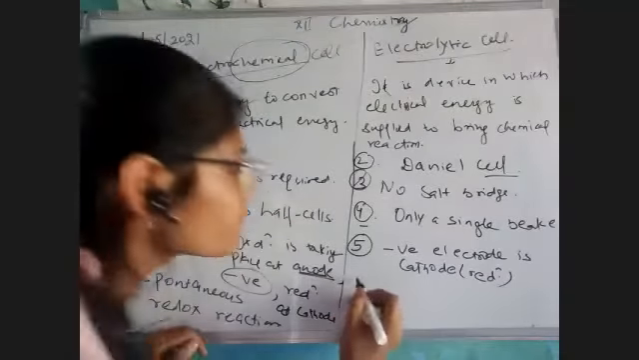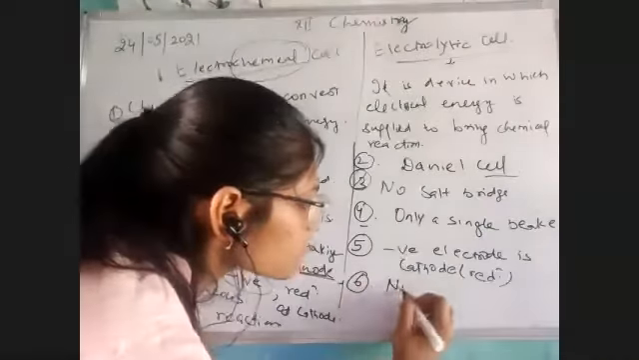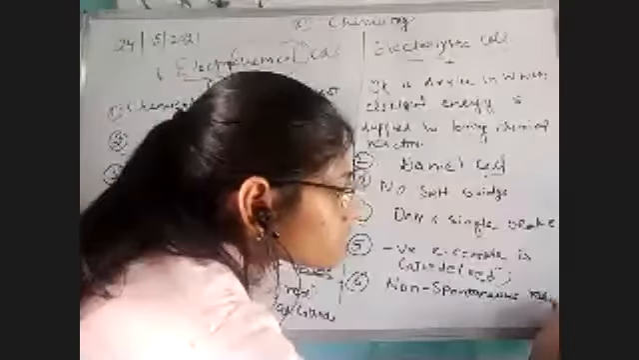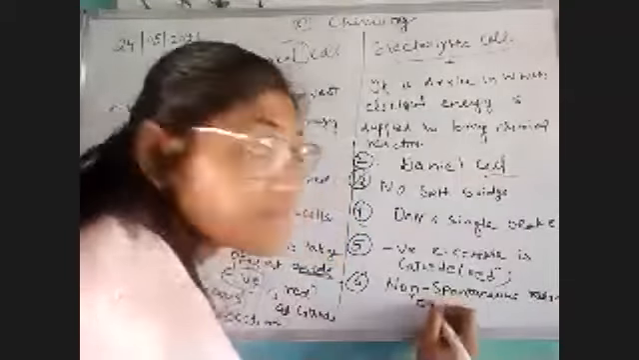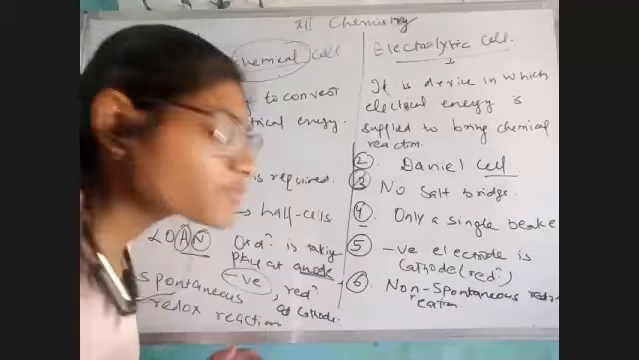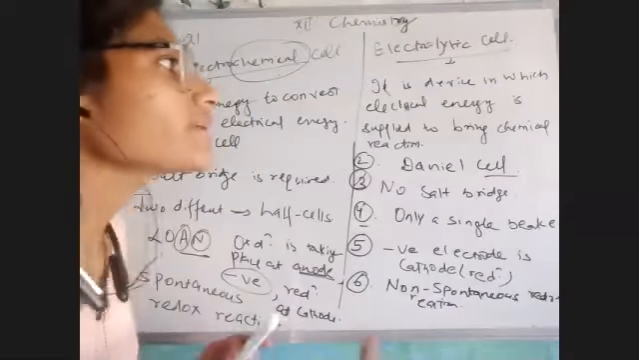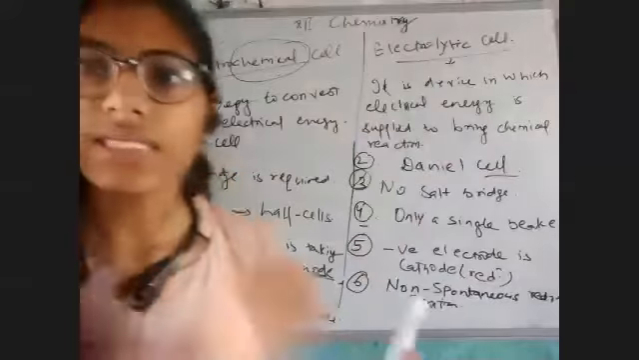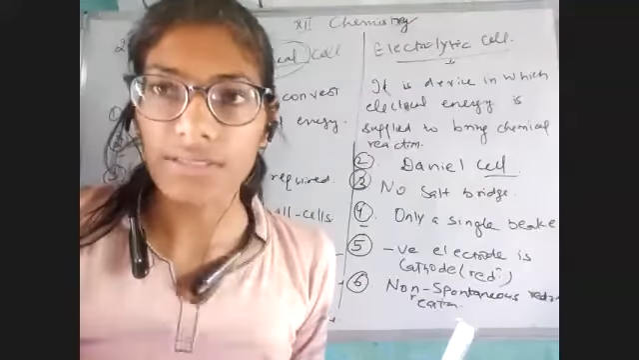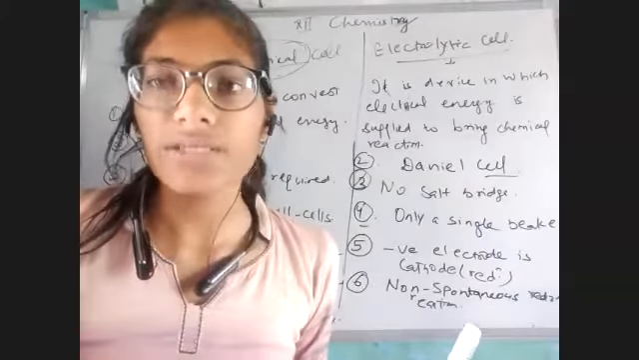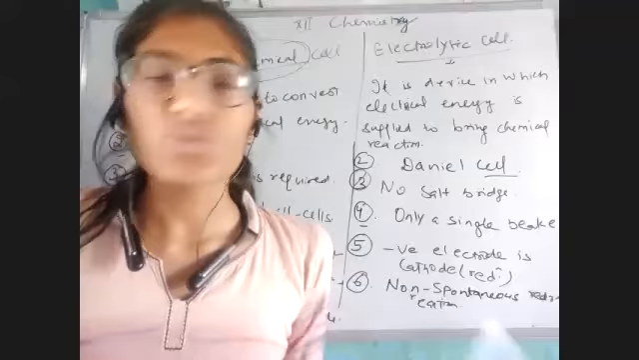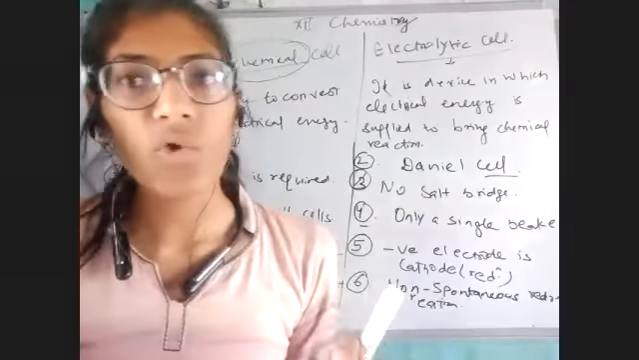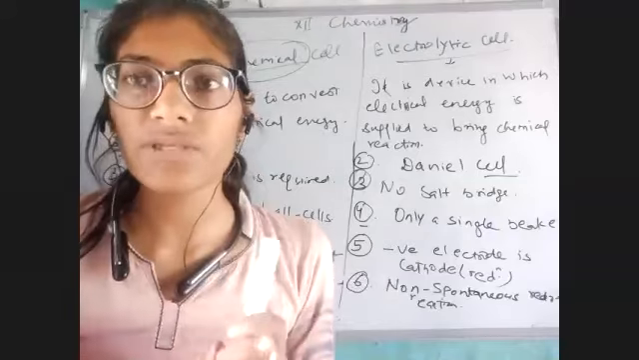Whereas in an electrolytic cell, there is a non-spontaneous redox reaction. And if a non-spontaneous redox reaction is there, that means quite obviously electrical energy is needed. Electrical energy is needed, only then will our redox reaction be completed. Okay, so this was my electrochemical cell and this is my electrolytic cell. I hope you have got the idea of the difference between the two.